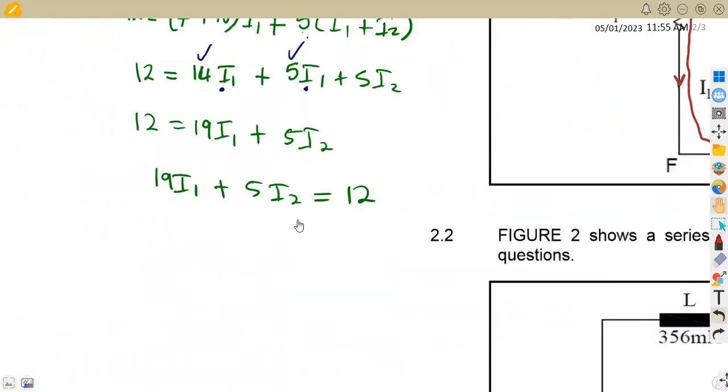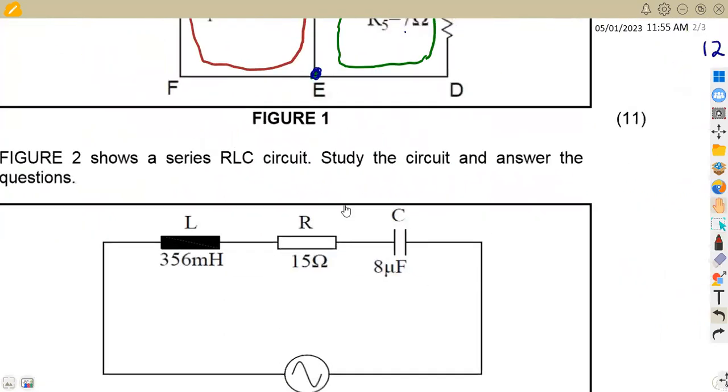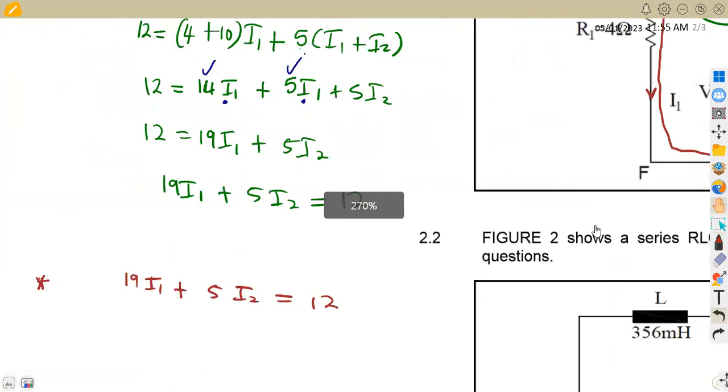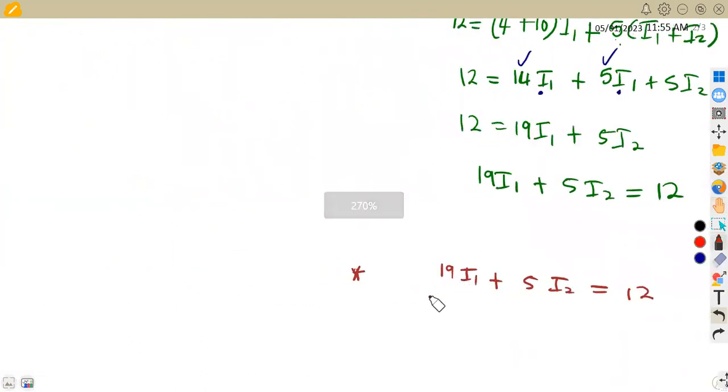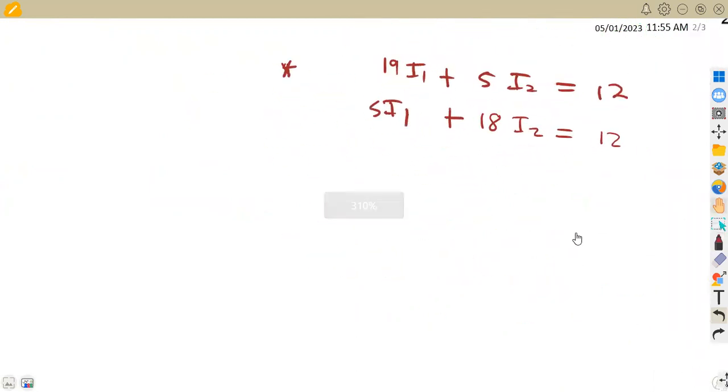All right. So taking the first equation, let me just write it here so that we can solve this part together. Our first equation is 19 I1 plus 5 I2, which is equal to 12. Then our second equation is 5 I1 plus 18 I2, which is equal to 12. So with these two equations, we are going to solve for I1 and I2.